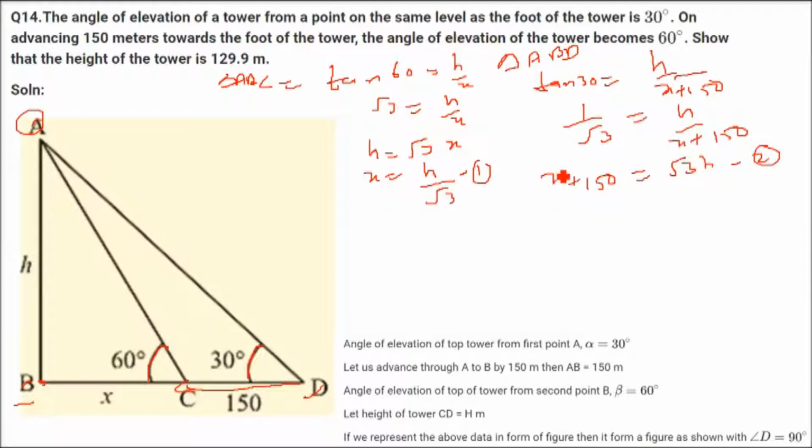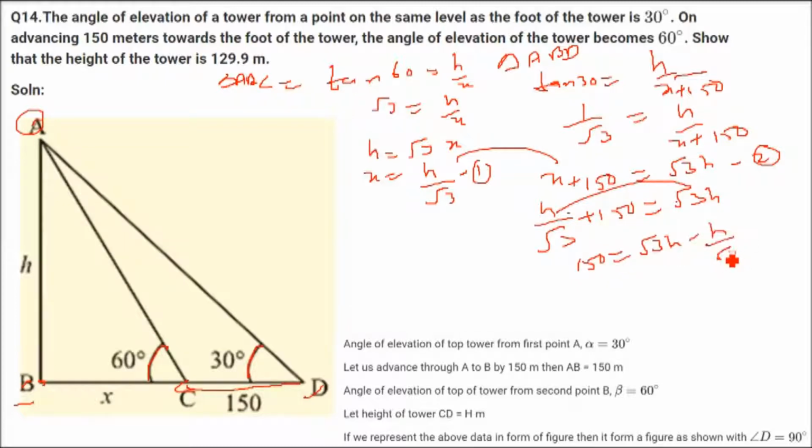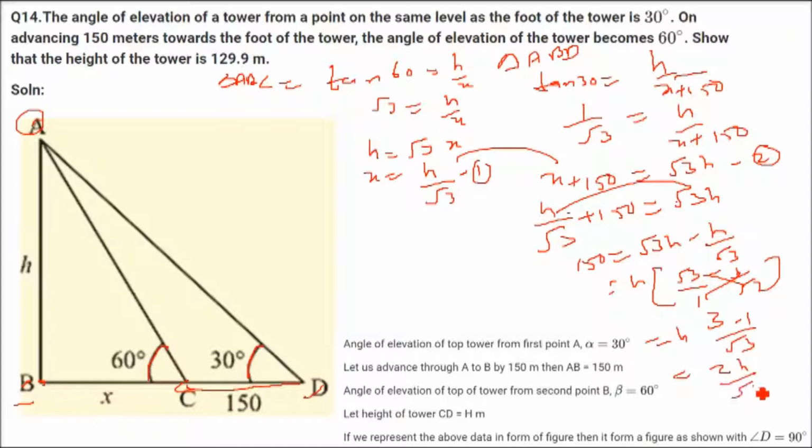Now x is h by root 3. Let us put it here. It will be h by root 3 plus 150 equal to root 3 h. Now bring this here. 150 equal to root 3 h minus h by root 3. Take h outside. Root 3 minus 1 by root 3. What do we get? Root 3 is 3, and this is minus 1 by root 3. 3 minus 1 is 2. So 2h by root 3 we have. And here we have 150.